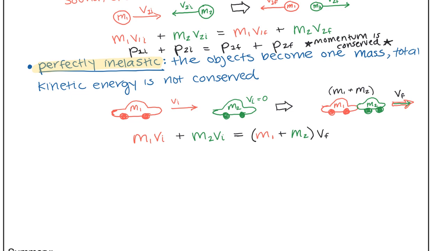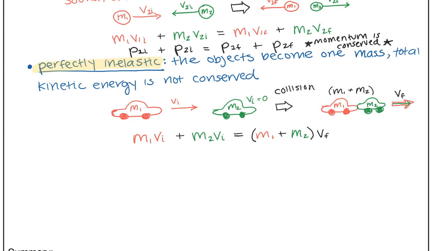Here's our collision, represented by this after the collision. So car 1 collides with car 2, and then they actually stick together and start moving together after they collide. So now we have this phenomenon where they have a mass which is both of their masses added together.